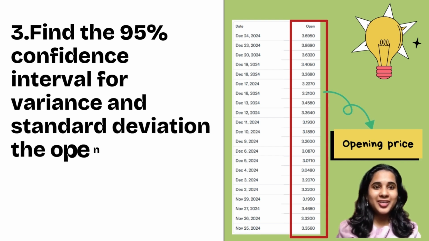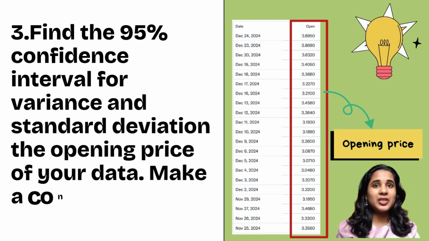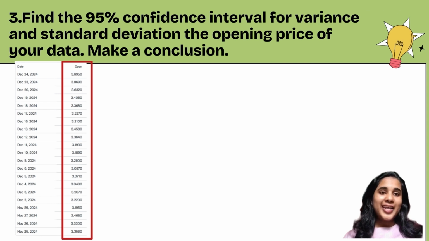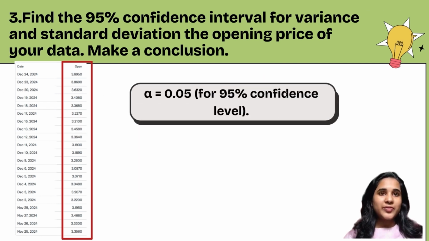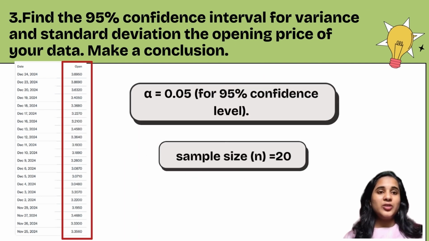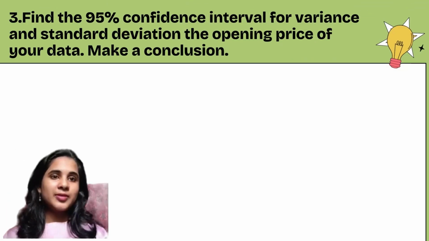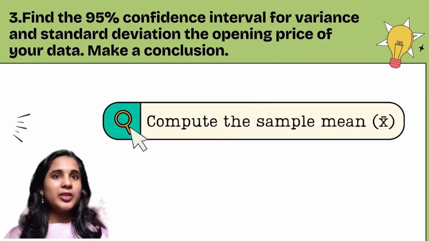Today I'm going to present question number 3, which is find the 95% confidence interval for the variance and standard deviation of the opening price of your data, and make a conclusion. So from the question, we get alpha, which is 0.05 for the 95% confidence level. From the table, we know the n value is 20, and so the degrees of freedom will be 19, which is n minus 1. So the first step is we will compute the sample mean.